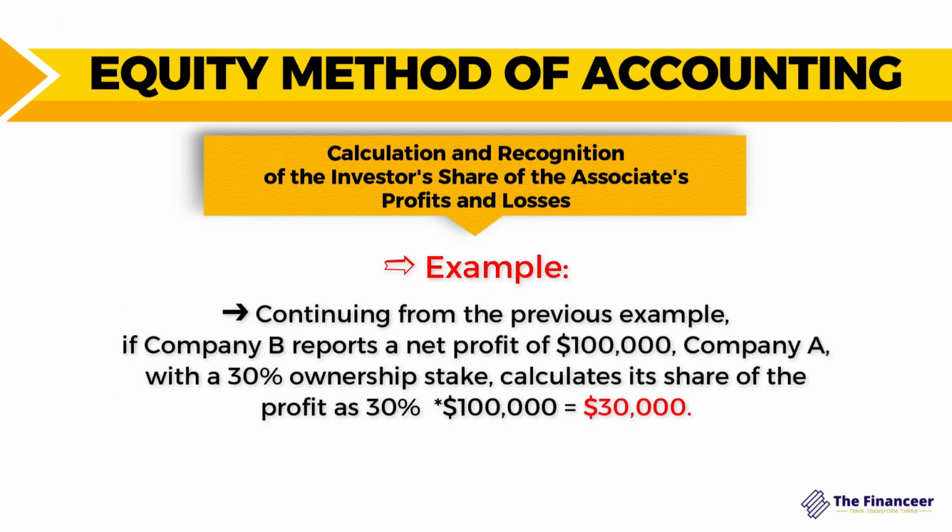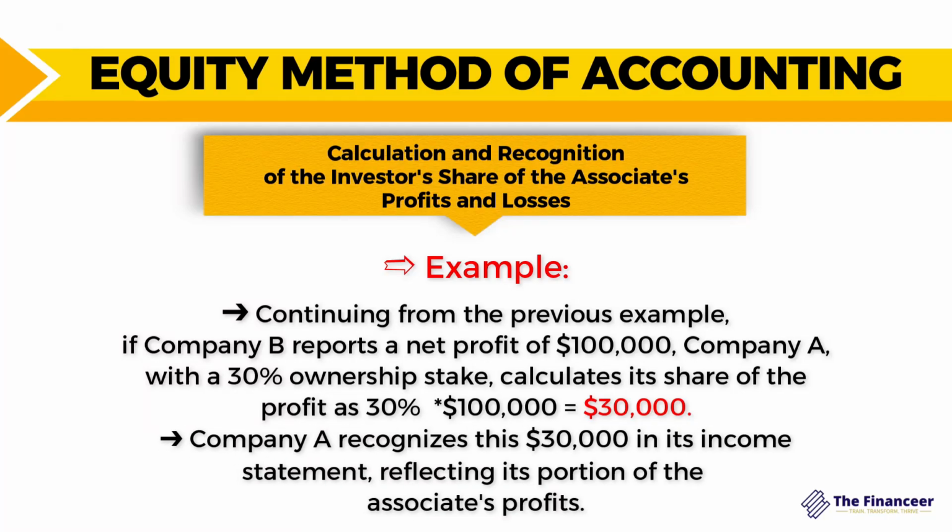So continuing from our previous example, if company B reports a net profit of $100,000, and company A has a 30% stake in the ownership, company A will recognize $30,000 as profit from associates in the statement of profit or loss. And also will add this value to the carrying value of the investment. So the carrying value of the investments will go up because of this share of the profit.